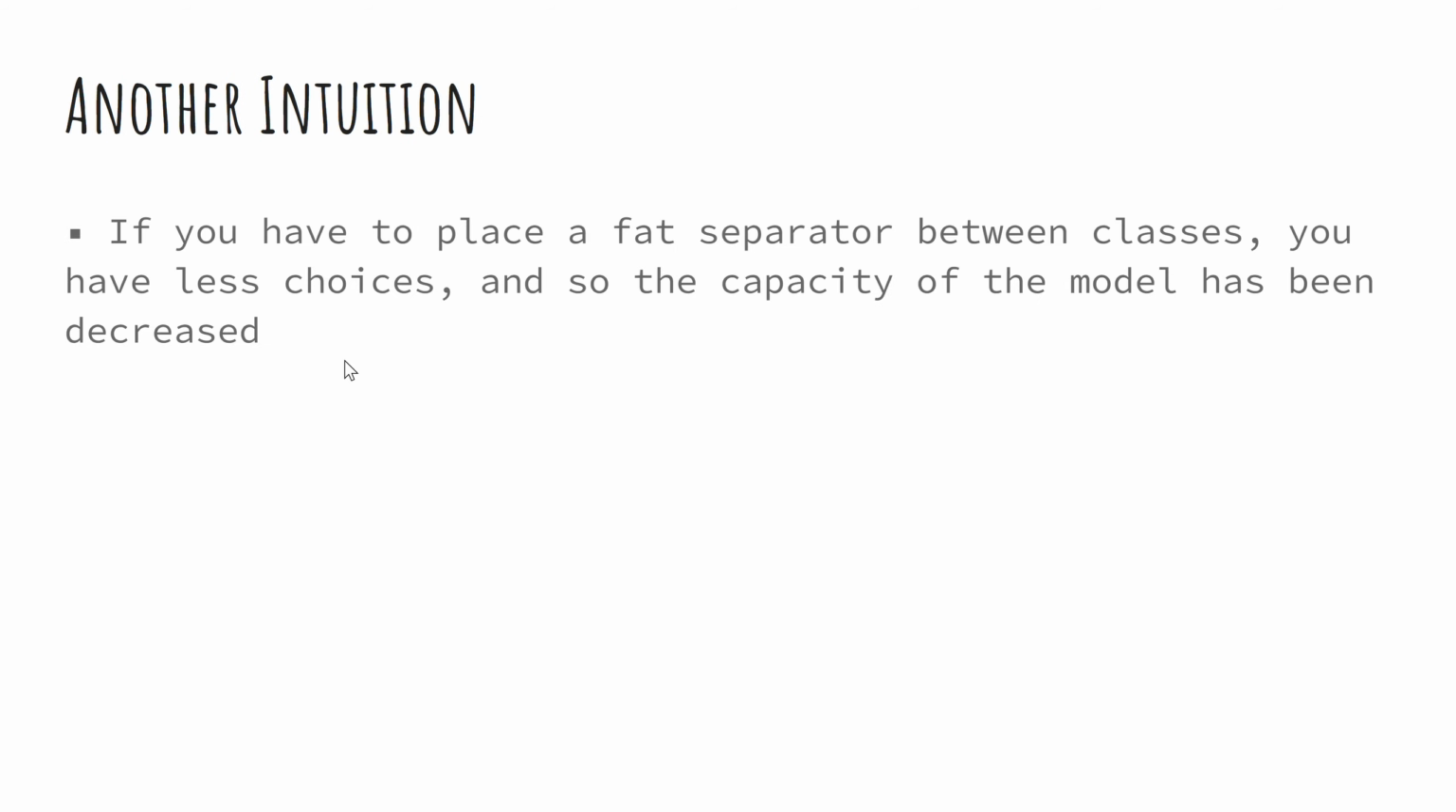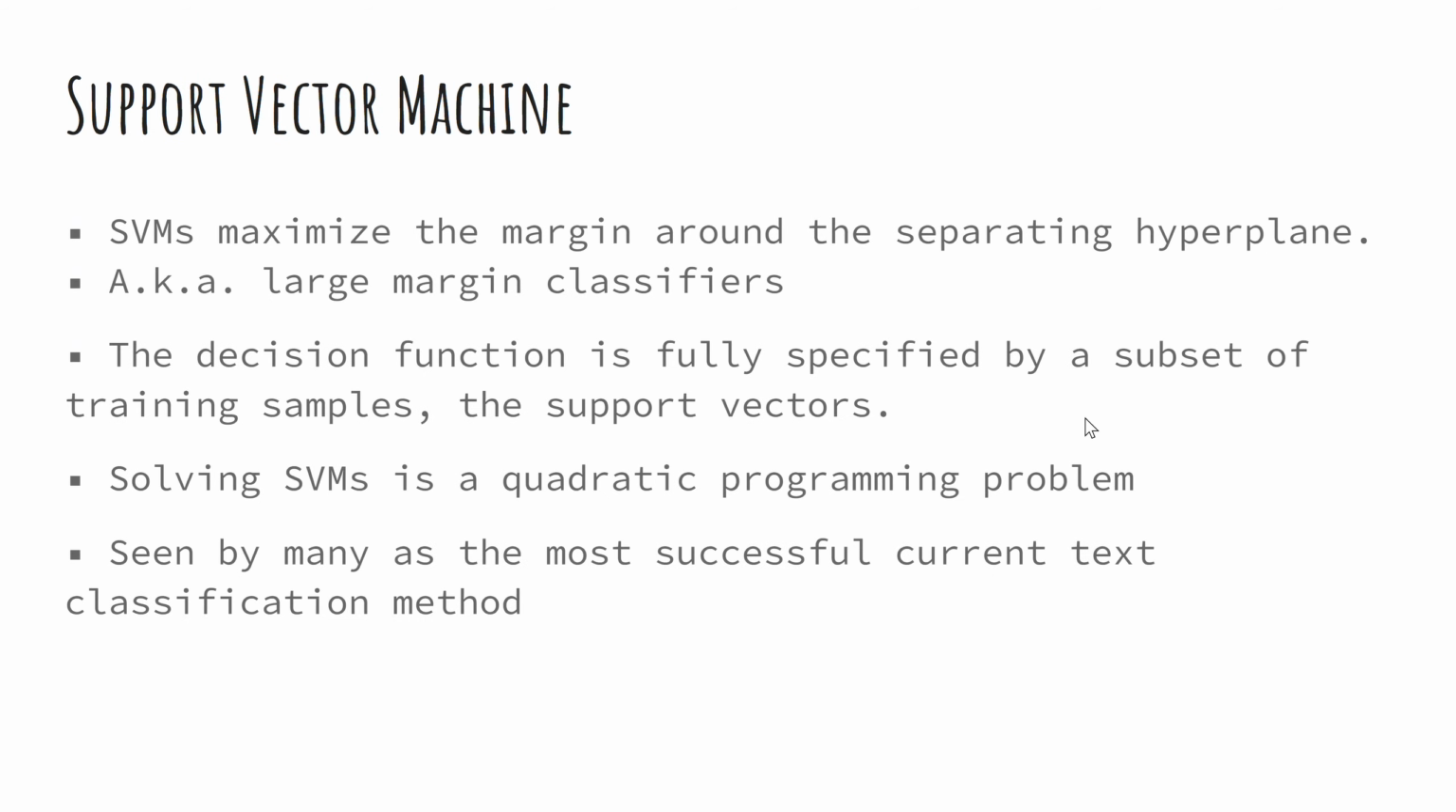Another intuition: if you have to place a fat separator between classes, you have less choice, so the capacity of the model has been decreased. Support vector machines. SVMs maximize the margin around the separating hyperplane, aka large margin classifiers. The decision function is fully specified by a subset of training samples, the support vectors. Solving SVMs is a quadratic programming problem, seen by many as the most successful current text classification method.